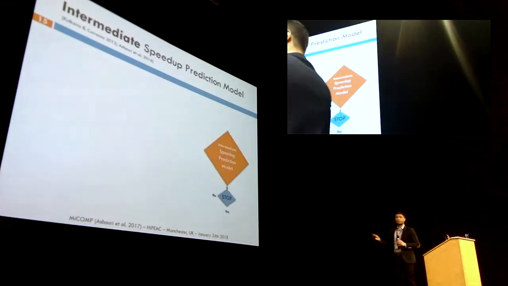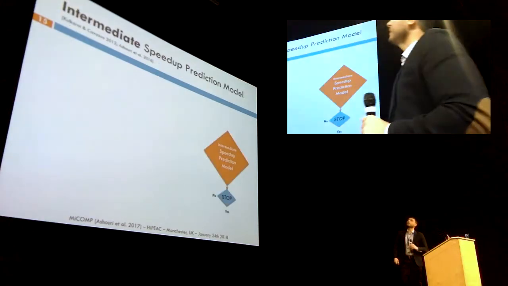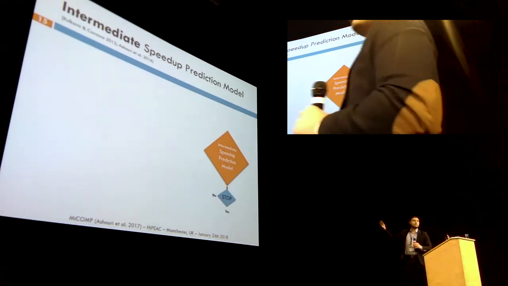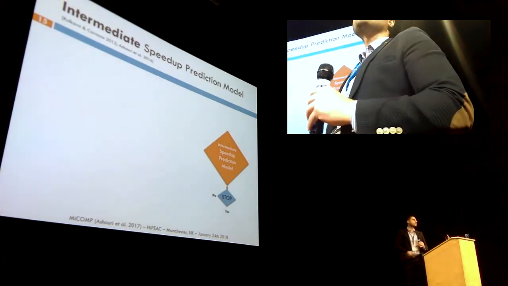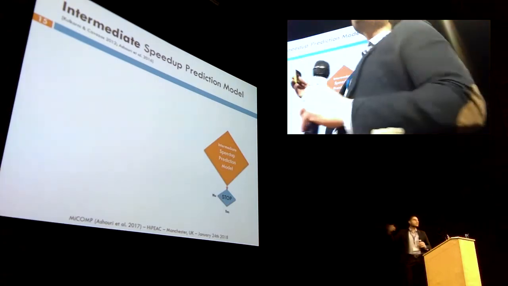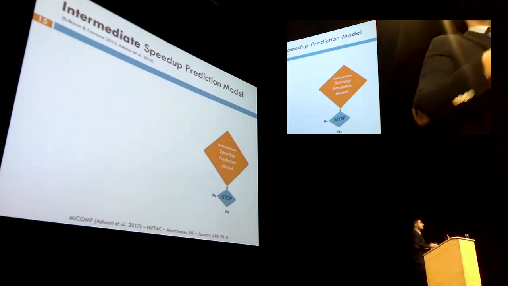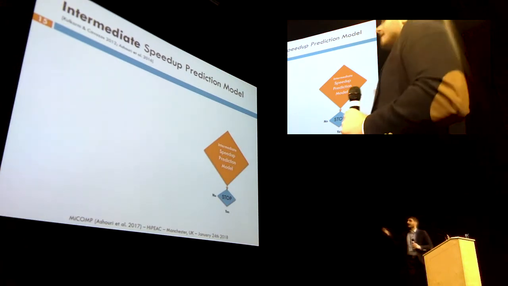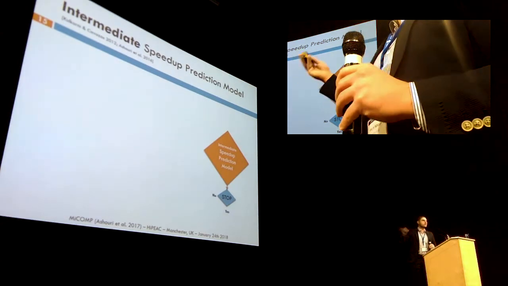All right, as an example, this is how an intermediate speed-up prediction works. You've built your model and you want to use it at prediction time. You have to have a stop condition. The stop condition could be the number of times you want to predict, or reaching a certain speed-up, like 1.5 or 2. Unless it has hit the stop condition, it's going to carry on.